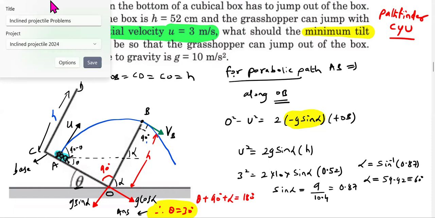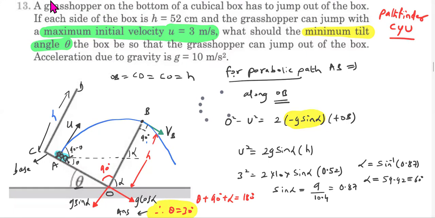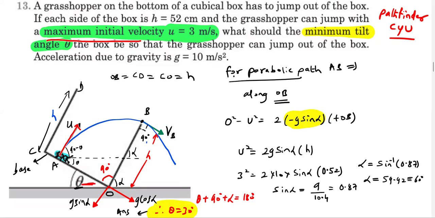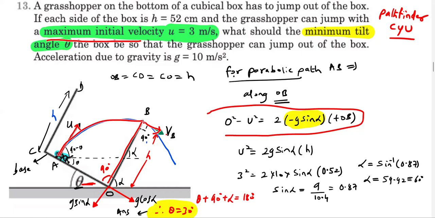Very simple. I think it's all about this condition. This condition is something very important. Maximum initial velocity, so therefore, I'm projecting it perpendicular to the base of the cubical box. And since the tilt angle has to be minimum, it will graze the upper edge such that the velocity will become perpendicular to the side wall. So then we'll apply equations of motion from A to B or along OB.